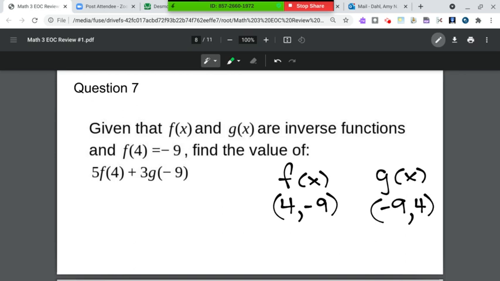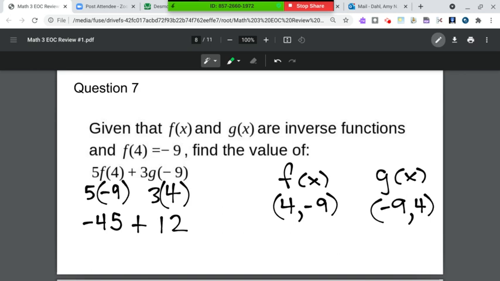So now utilize that information to find the value. What's f of 4? What's 5 times -9? What's g of -9? What's 3 times 4? What's -45 plus 12? Done. Any questions so far?